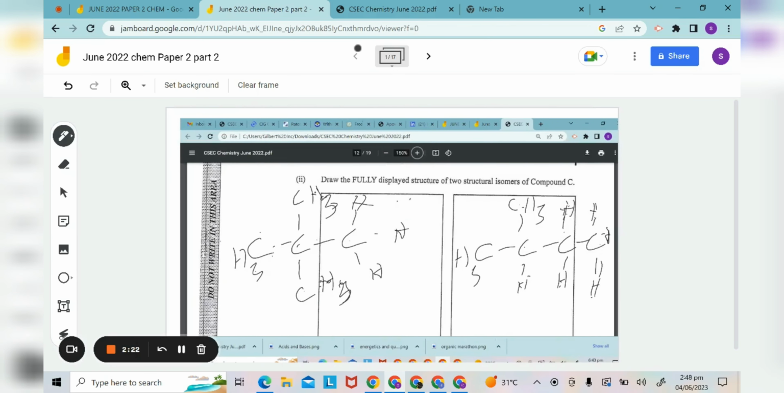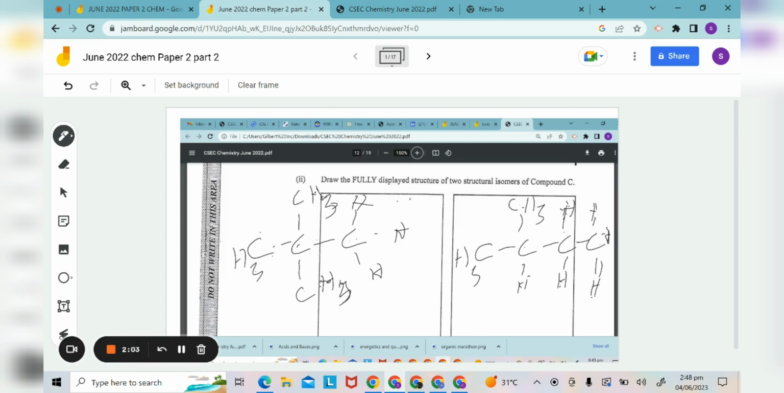So let's look at this structure. This structure has 1, 2, 3 carbons, 1, 2, 3, 1, 2, 3, 1, 2, 3, in any direction. And I've done a video about naming branched alkanes. You can check out that video, and there it is right there now in the top right of your screen.